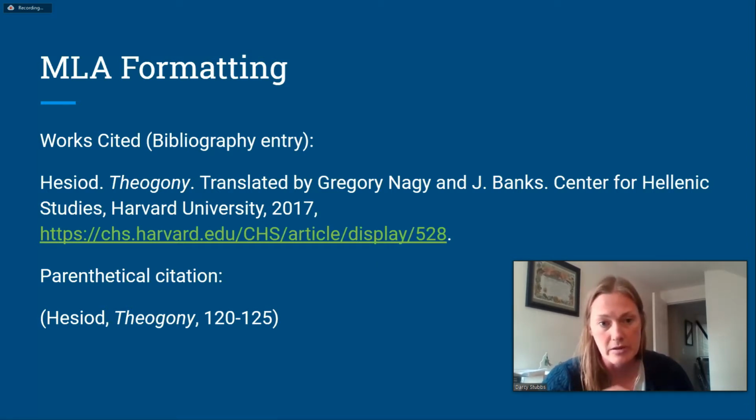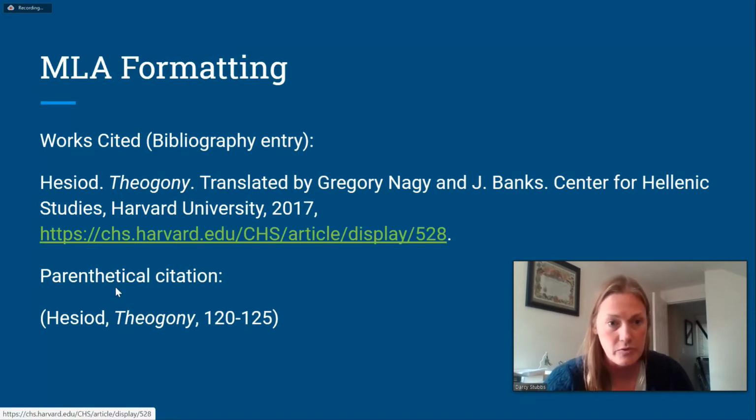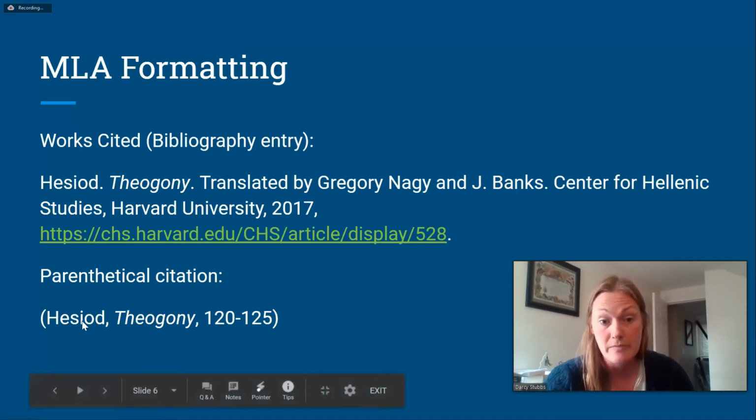And then take a look at the parenthetical citation. For this class, let's just go ahead and do the author followed by the title, italicized, and then whatever line numbers you're trying to reference behind that.